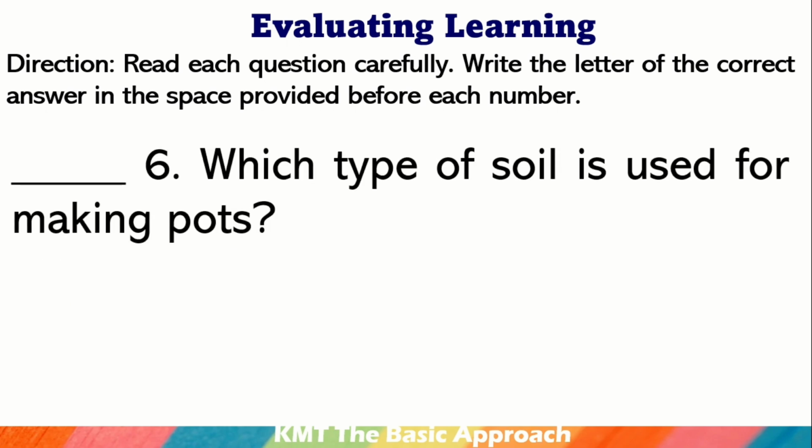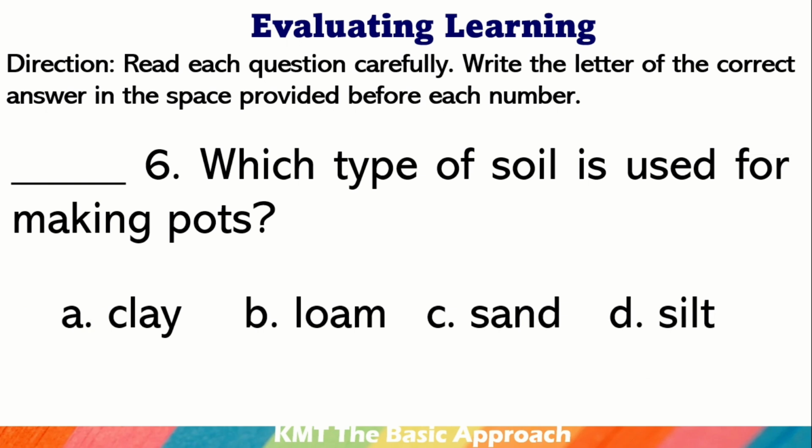Number 6. Which type of soil is used for making pots? Letter A. Clay. Letter B. Loam. Letter C. Sand. Or letter D. Silt. What is the correct answer? Very good! The correct answer is letter A, clay.